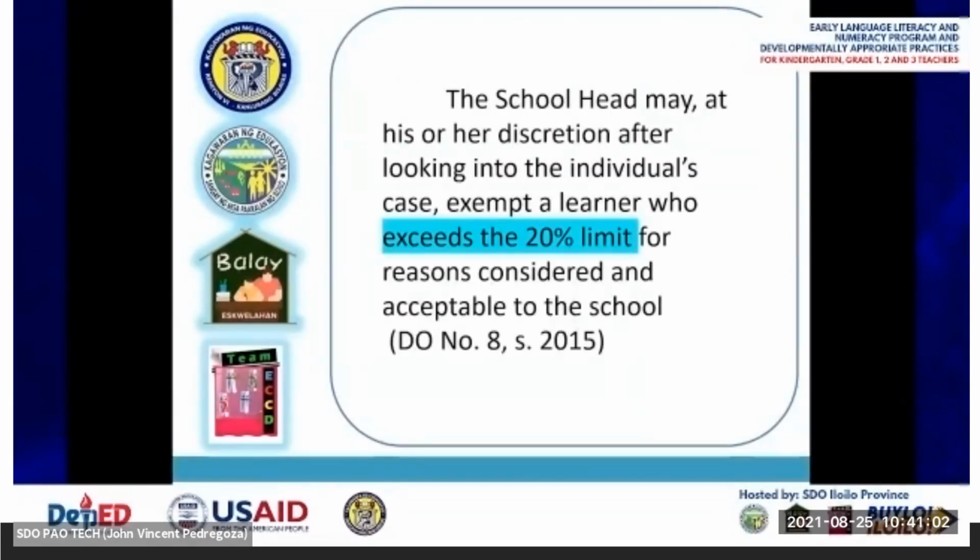The school head may, at his or her discretion, after looking into the individual's case, exempt a learner who exceeds the 20% limit for reasons considered unacceptable to the school as stipulated in DepEd Order No. 8, Series of 2015.